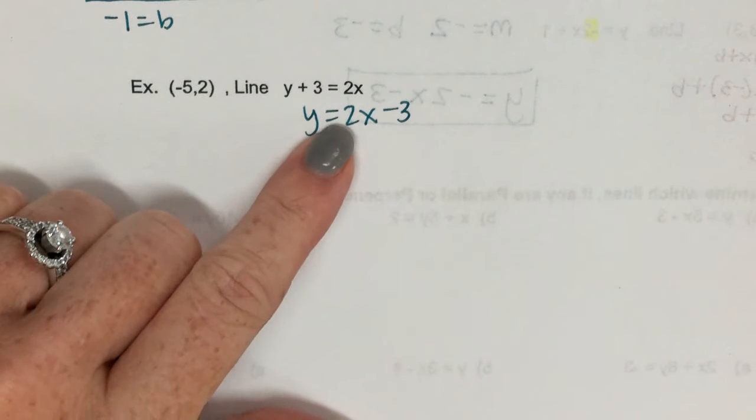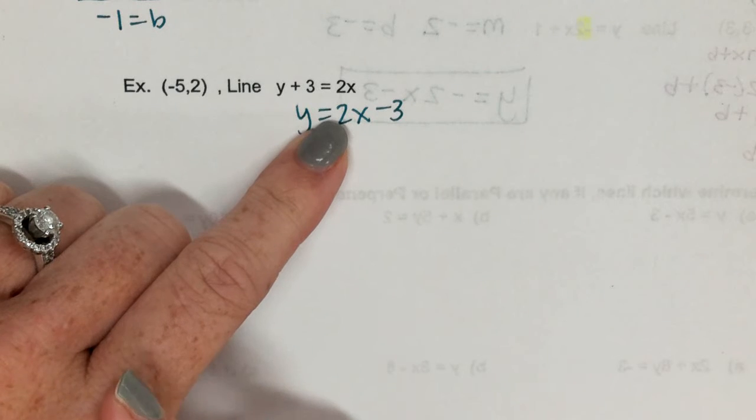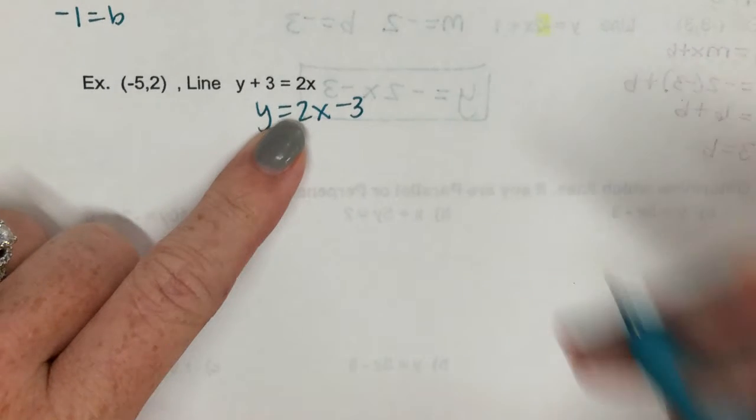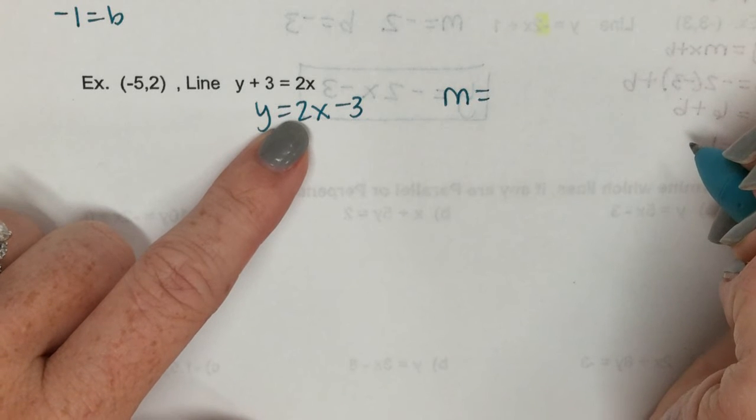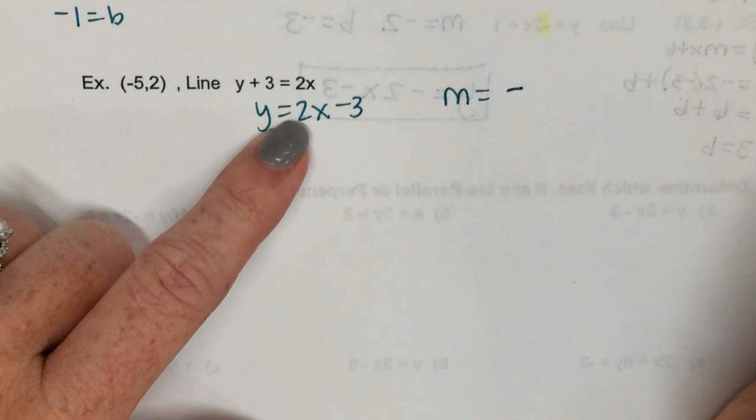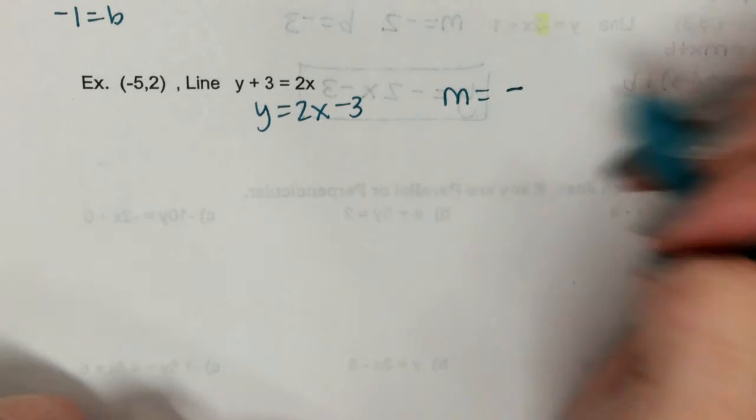So the slope is 2. I am writing an equation of a perpendicular line, so the slope is going to be opposite reciprocal. So instead of positive, it's going to be negative. Instead of 2, I'm going to flip it, and it's going to be 1/2.